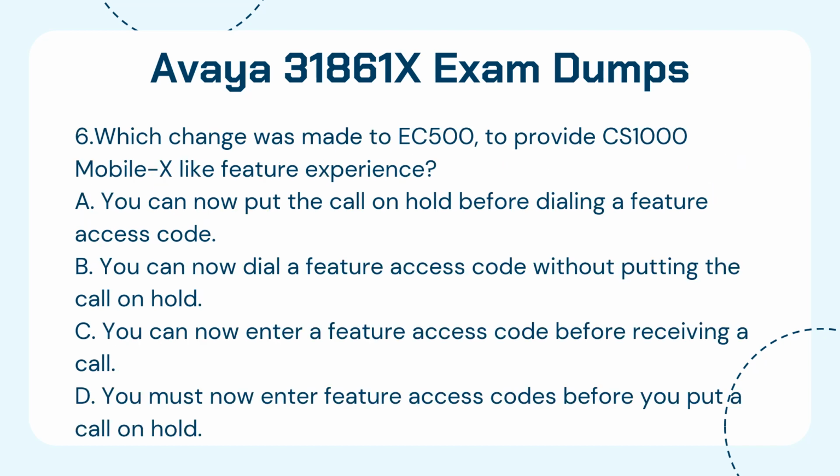6. Which change was made to EC500 to provide CS1000 Mobile X-like feature experience? A. You can now put the call on hold before dialing a feature access code. B. You can now dial a feature access code without putting the call on hold. C. You can now enter a feature access code before receiving a call. D. You must now enter feature access codes before you put a call on hold.